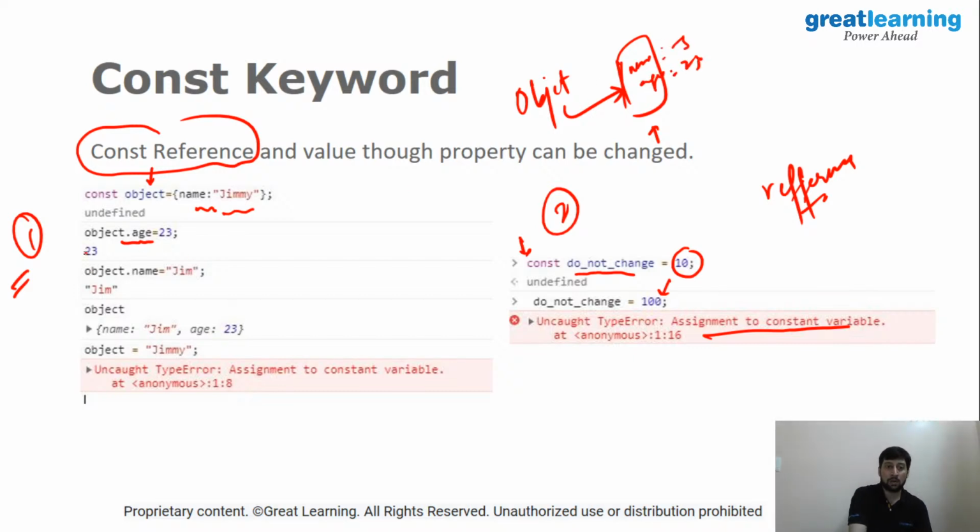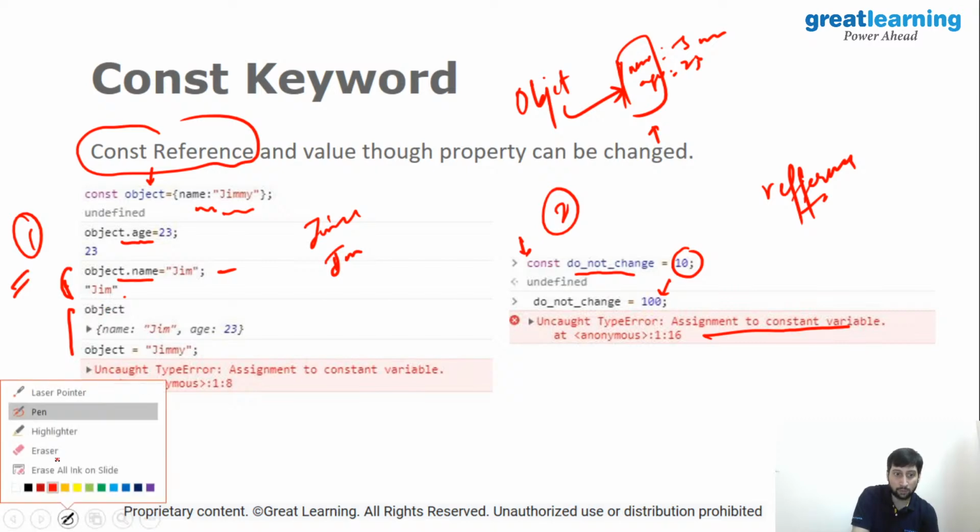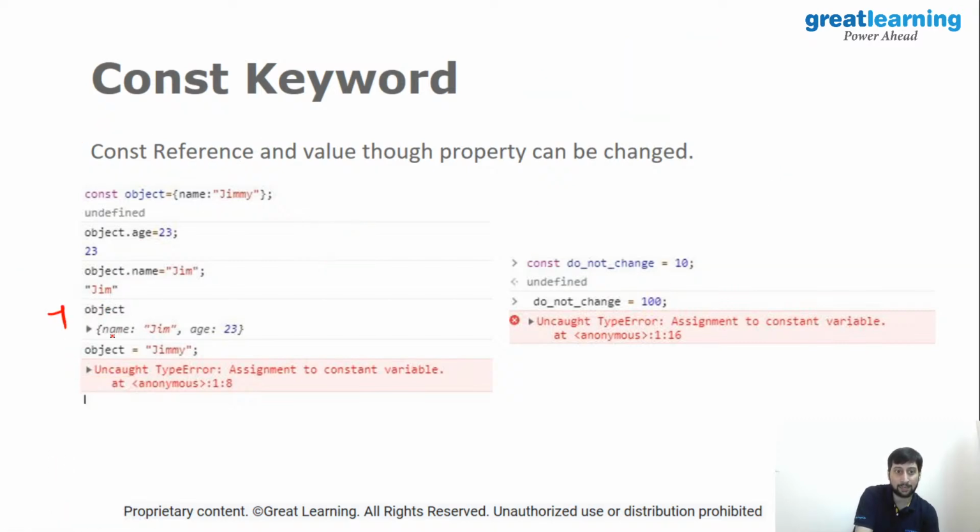Okay, so now I'm not changing its reference, but as soon as you see the last line here, if I'm trying to access object.name, I'm getting Jim, because I have reinitialized it. So I have changed it from Jimmy to Jim. That is also possible. I'm changing the values as well. Earlier it was Jimmy and now it's Jim. But now if you try to see what are the values in the object, you see the values are name is Jim and age is 23.